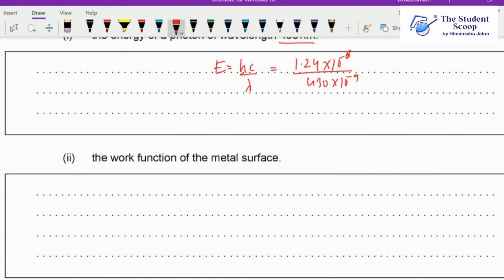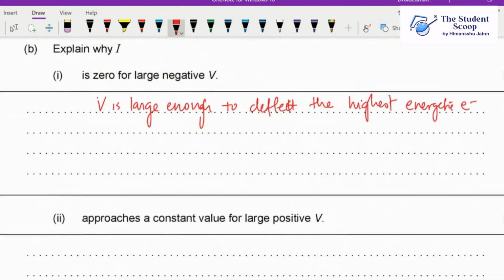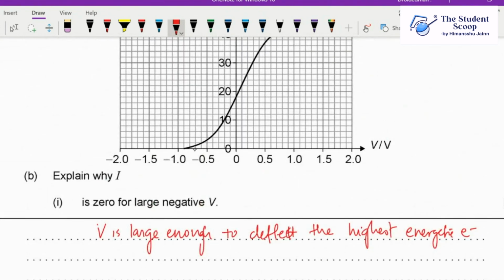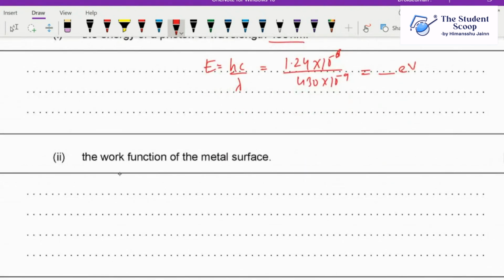What is the work function of the metal surface? The work function of the metal surface can be determined from what they have given. When we get this value, we will get a certain value in electron volts. But here they have given you the stopping voltage, that is 0.9 V. So if the stopping voltage is 0.9 V, then the maximum kinetic energy will be eVs.